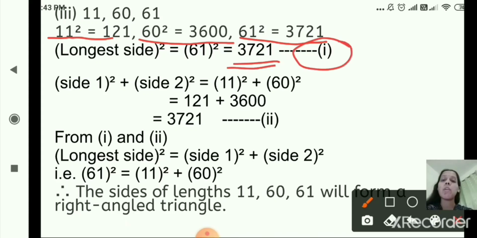Okay. Now second statement. How will you find the second statement? Sum of the squares of other two sides, or side 1 square plus side 2 square. Now I have not written both statements. I have written only side 1 square plus side 2 square. Okay, you can write down sum of the squares of other two sides, or you can write down side 1 square plus side 2 square. Any one. Side 1 square plus side 2 square, that is 11 square plus 60 square. Now write down the squares. 11 square is 121 and 60 square is 3600. Now do the addition. 3600 plus 121.